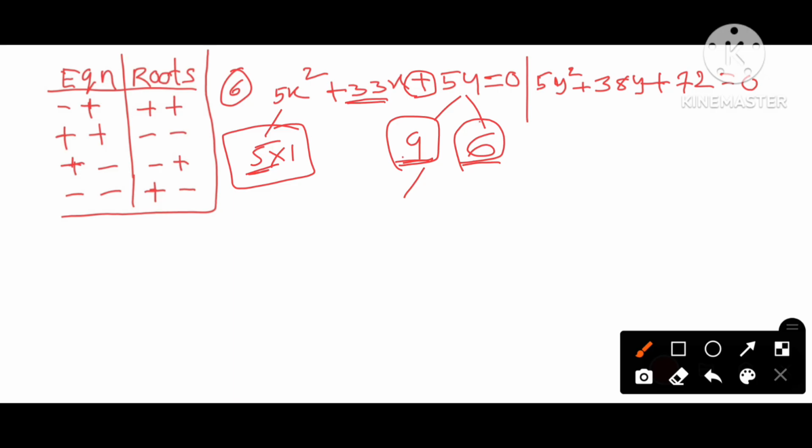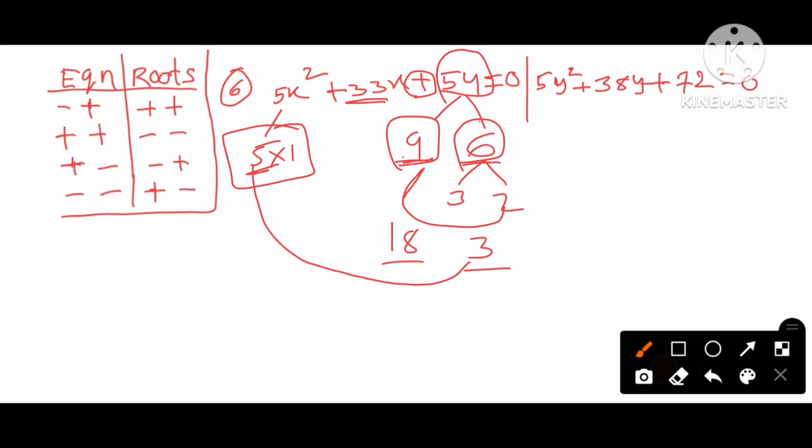So let's make this as 3 into 2, and this 9 multiplied with this 2 we get 18 times 3, also 54. So the factors here are 18 and 3. Now we see 5 times 3, which is 15, and 18. The sum of these two we get the value of 33. So the roots here are 15 and 18.